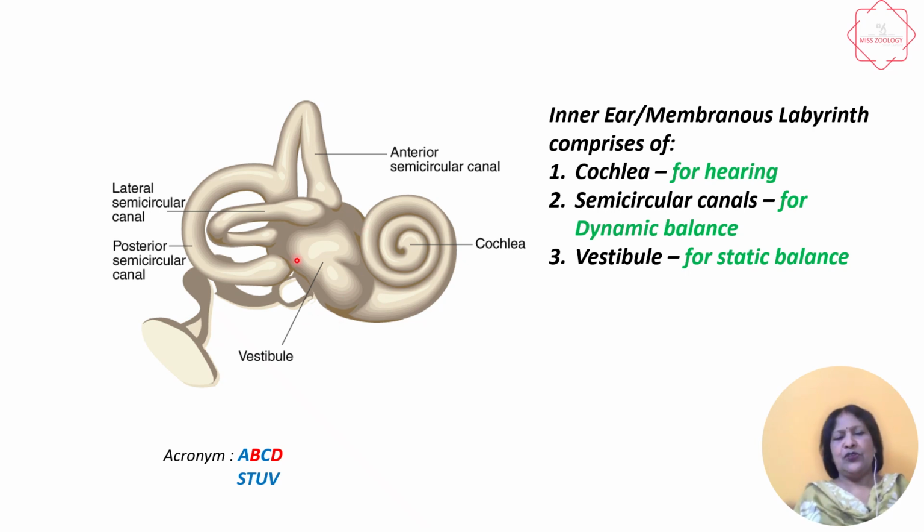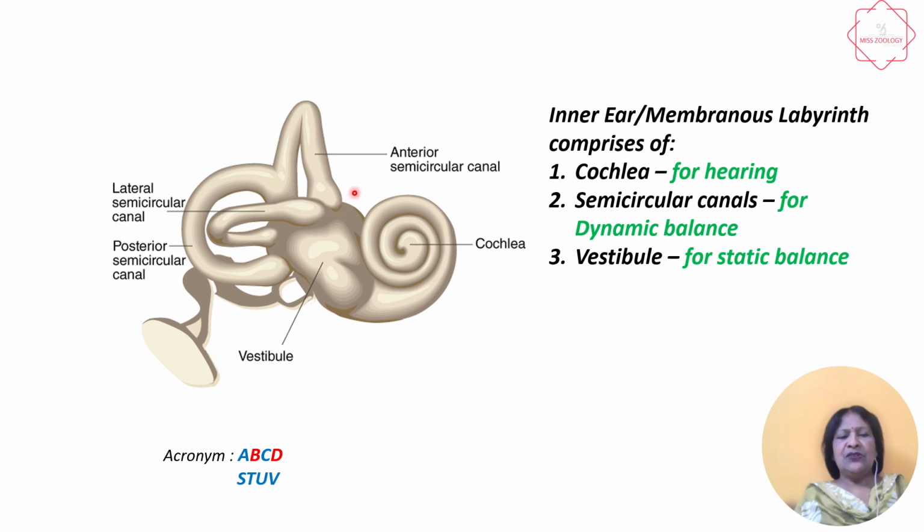These are also responsible for creating static balance in the body. So, while semicircular canals can establish dynamic balance, the vestibular region of the utriculus and sacculus can establish static balance. Now, let's see how each of these balances are created.